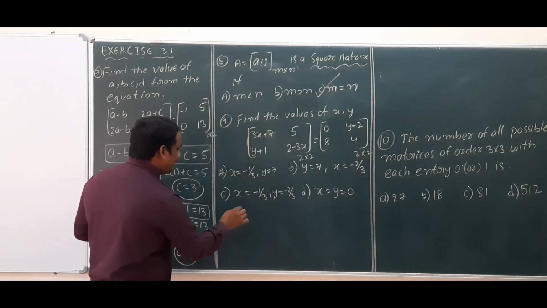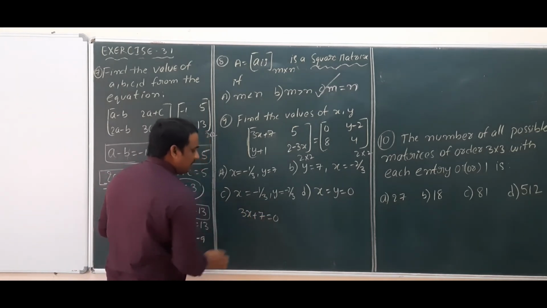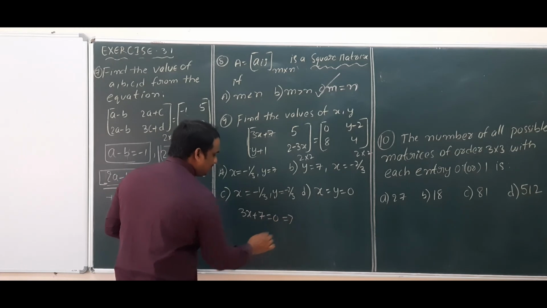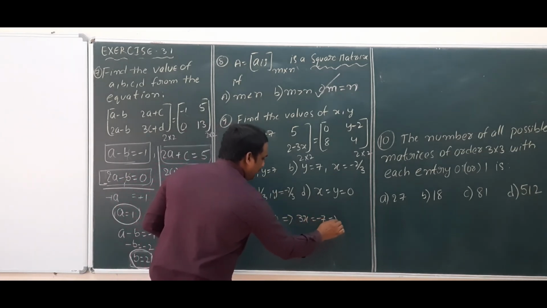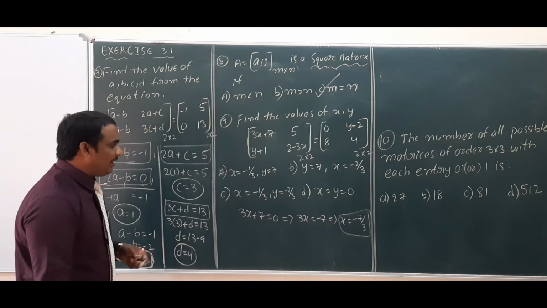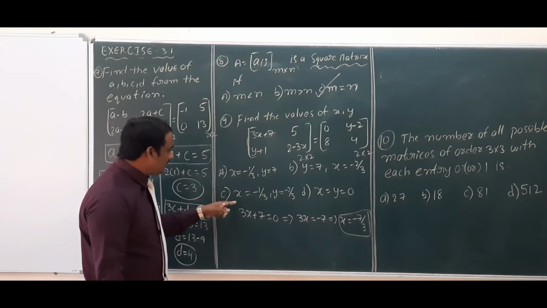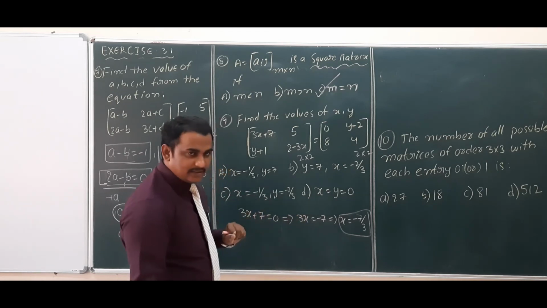What is the first element here? 3x plus 7 equal to 0. 3x plus 7 equal to 0 means what to write here? 3x equal to minus 7. After that x equal to minus 7 by 3. Check any option here. X value minus 7 by 3 is not an option.